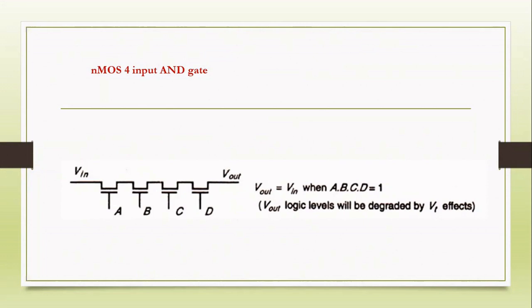Initially, when we apply A is equal to B is equal to C is equal to D is equal to 0, all 4 NMOS pass transistors are turned off, so that V out will be equal to high impedance.